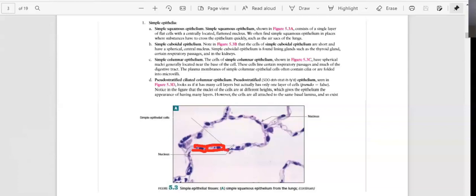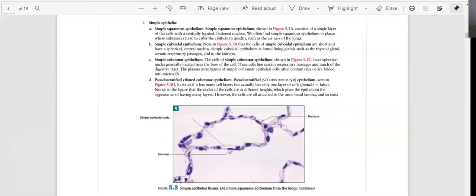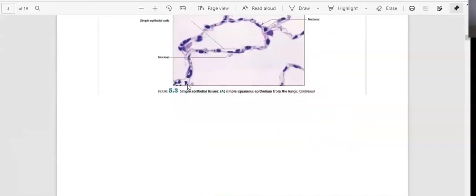You can see the nucleus in blue right there. You can see the other one in here like that. What type of tissue do you think this is, guys? This is that simple squamous. Very good. By the way, this is the lung. Let's keep moving. Next one.